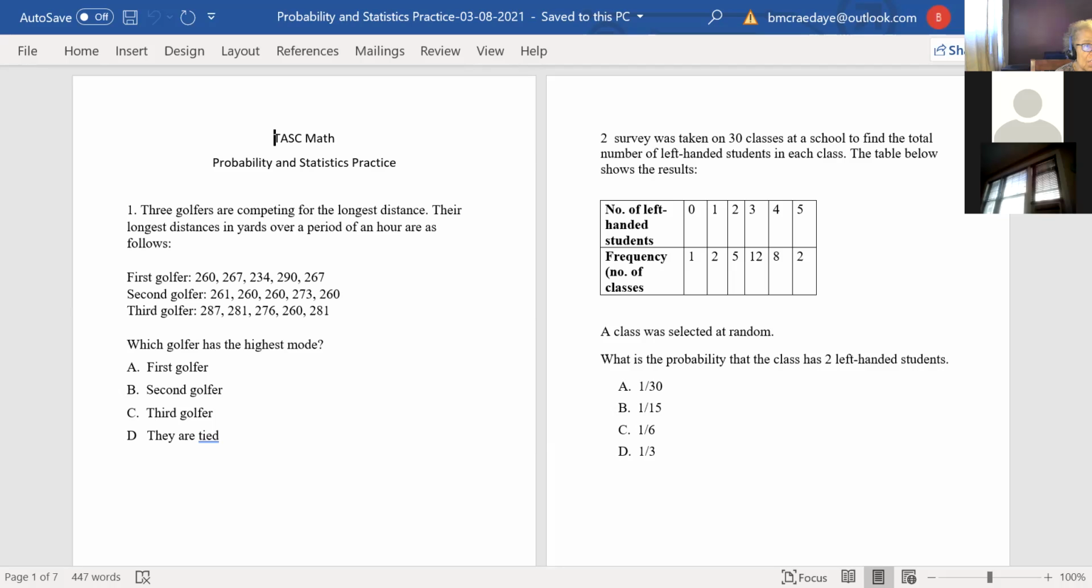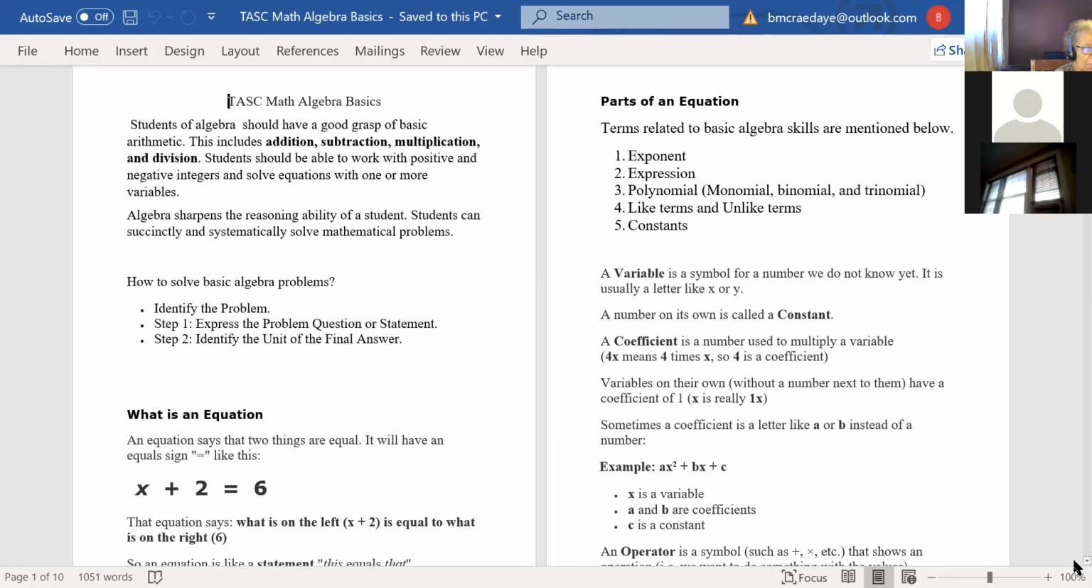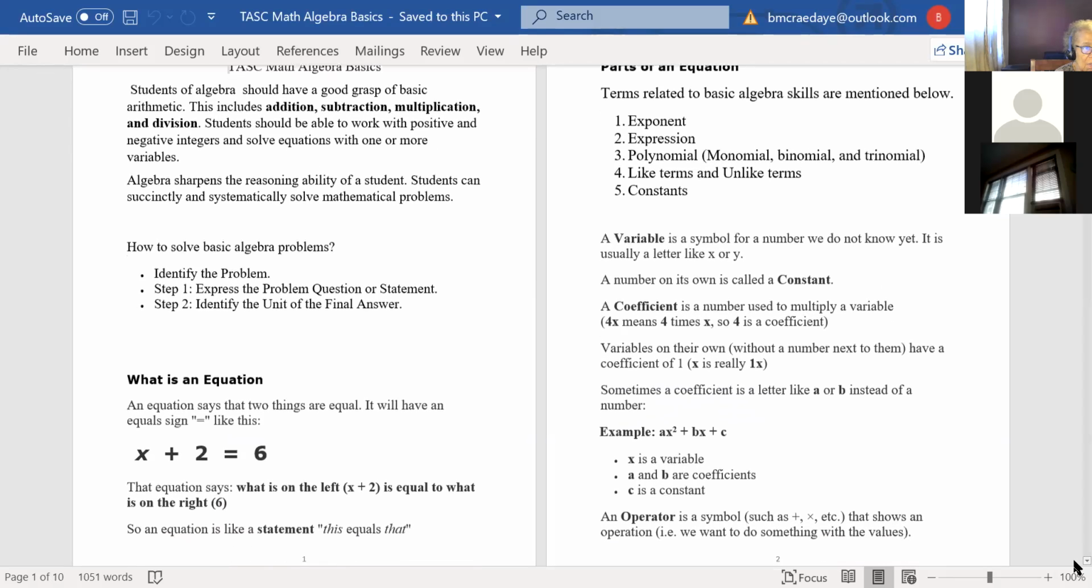Do you see this? Yeah. Task math algebra basics. Do you see that? No. Okay. Start math probability and statistic practice. Okay. Do you see task math algebra basics now? Yeah. Okay. So that I will be going over. Some of it you're probably familiar with.